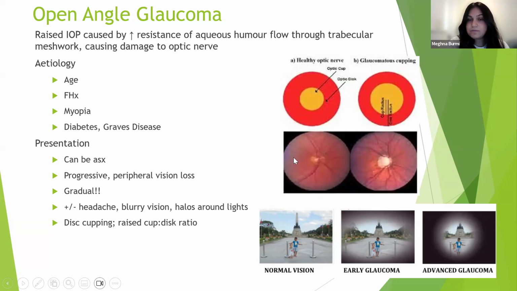So this is what a normal optic nerve should look like. But here what we're seeing is that the optic cup to disc ratio has changed. And that's caused by increased pressure in the back of the eye.